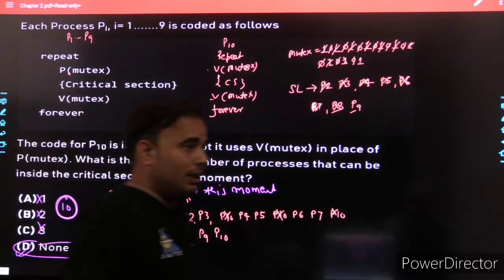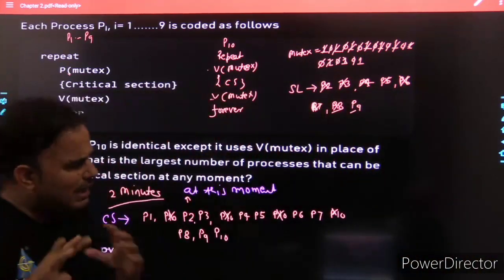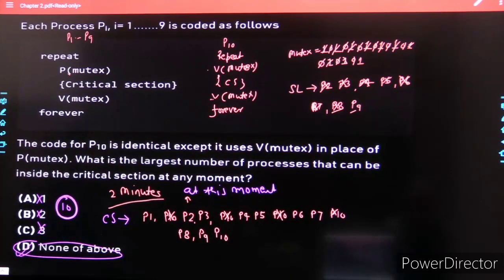I hope you understand this question clearly. You need to execute the code, my dear friends, and you will get the answer to each and every question. Every time when P10 comes, it will wake up two processes from the suspended list to the ready queue. Now I am going to move on to the next question.